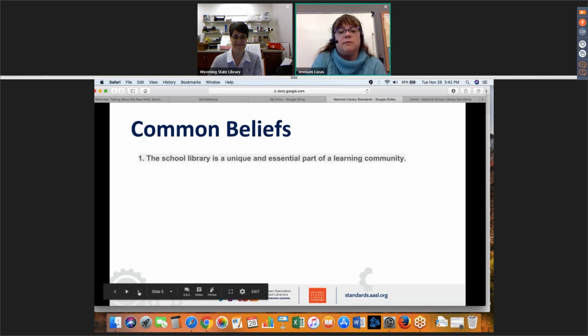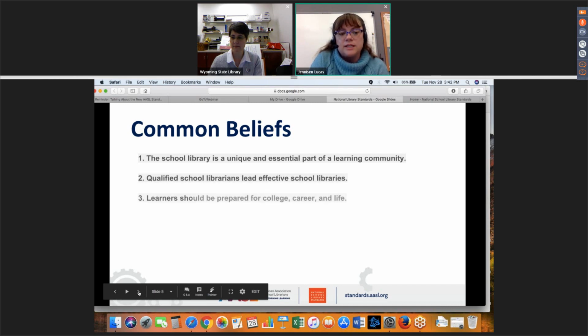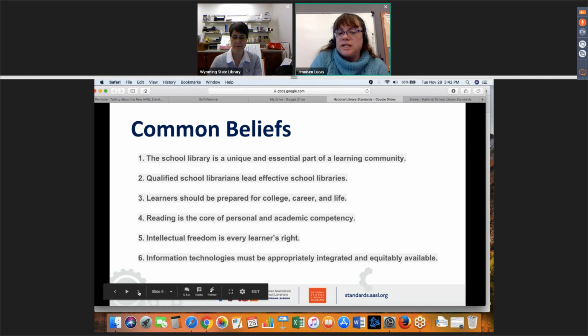So these are our 6 common beliefs as included in our standards documents. The school library is a unique and essential part of a learning community. Qualified school librarians lead effective school libraries. Learners should be prepared for college, career, and life. Reading is the core of personal and academic competency. Intellectual freedom is every learner's right. And information technologies must be appropriately integrated and equitably available.